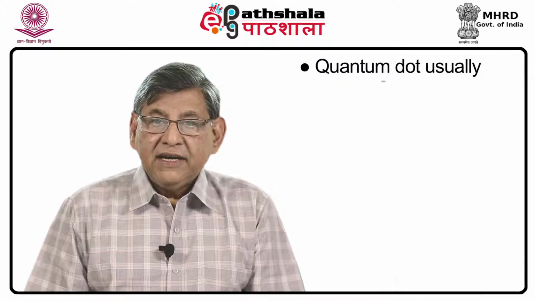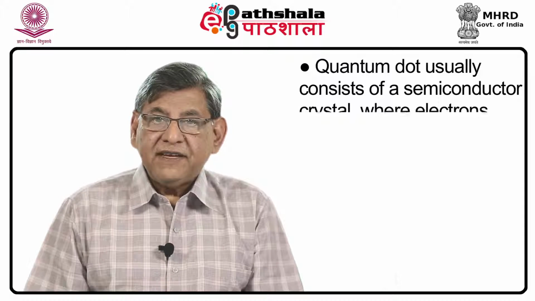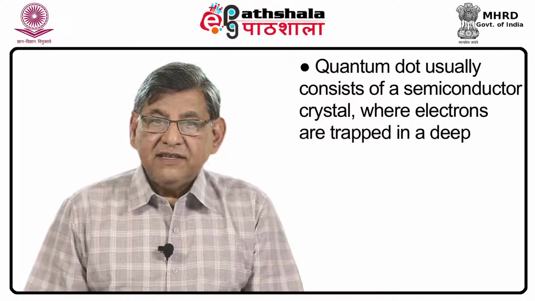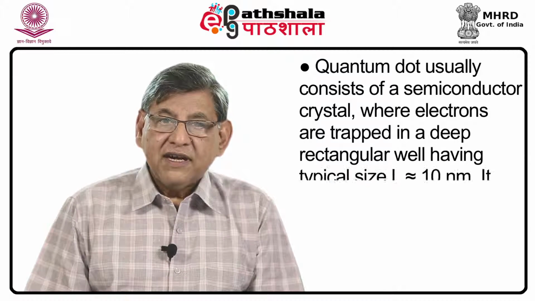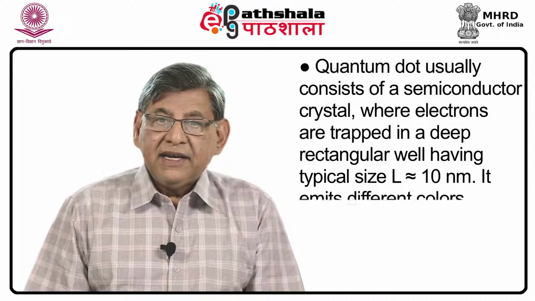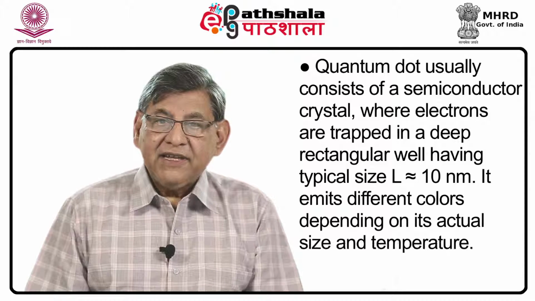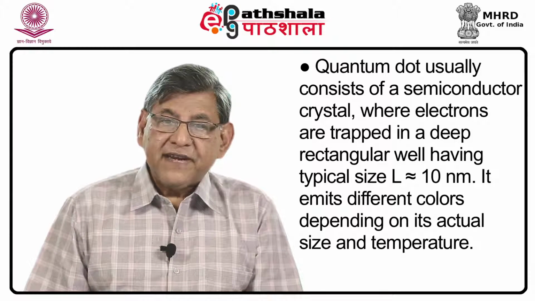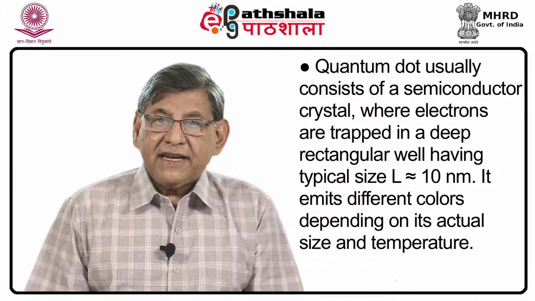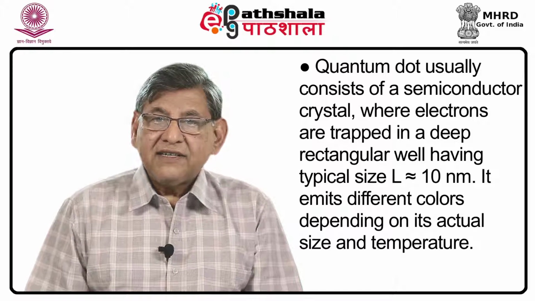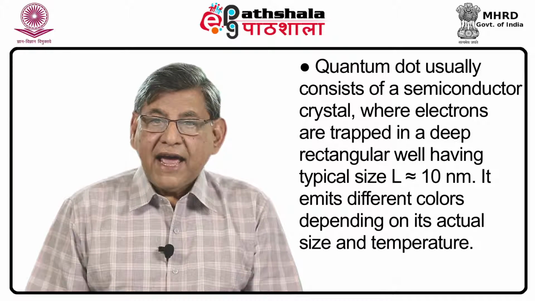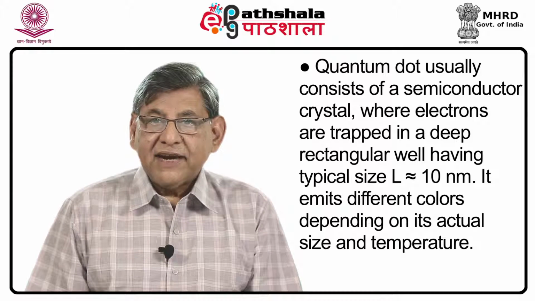Quantum dot usually consists of a semiconductor crystal where electrons are trapped in a deep rectangular well having a typical size of the order of 10 nanometers. It emits different colors depending on its actual size and temperature.